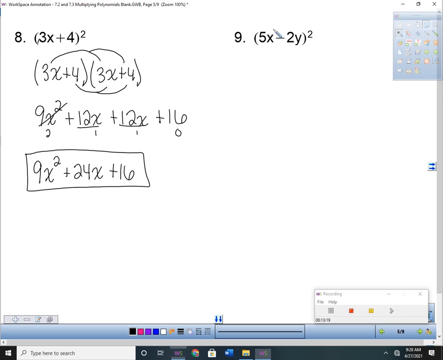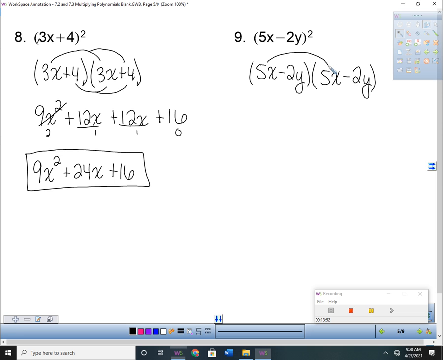All right, so something that's going to be a little bit new to us is on number 9. We have 2 different variables, so you're going to have to be really careful on this one. So it's 5x minus 2y squared. So I'm going to take 5x minus 2y times 5x minus 2y. Now these are not difficult, but they can get a little finicky if you're not paying attention. So you're still going to multiply them the same way.